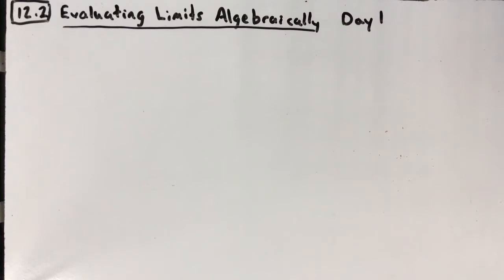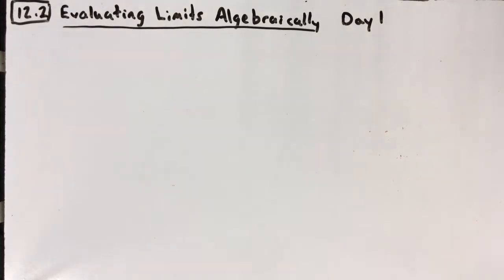So what section 12.2 starts with is some properties of limits, and we can use those properties so that we do not need to make a table anymore, and instead of coming up with just an estimate, we actually come up with the exact answer.